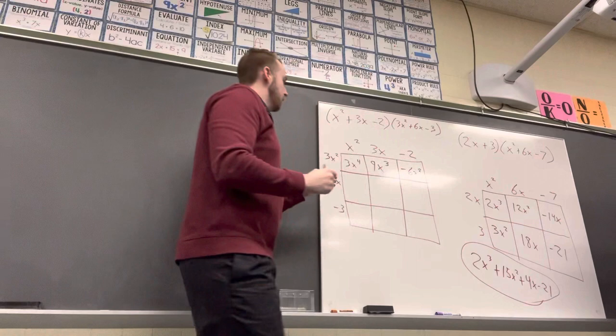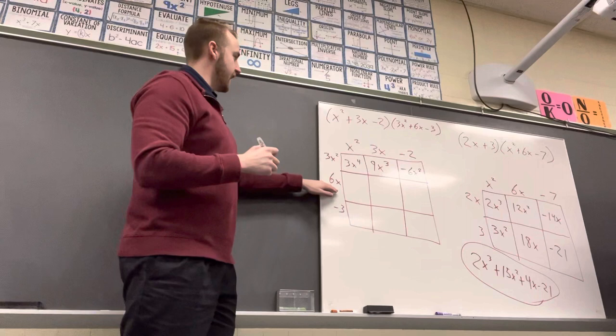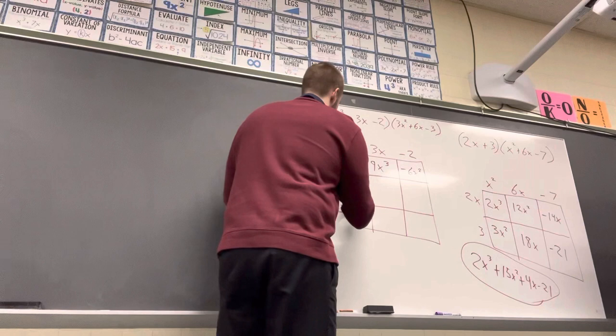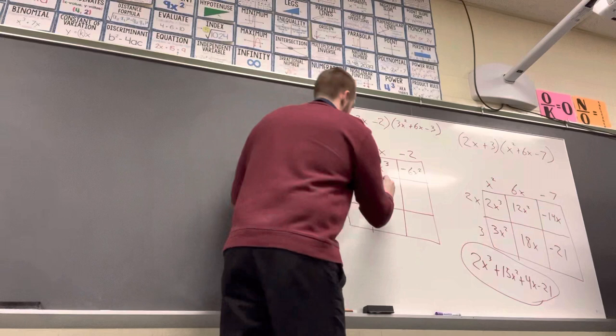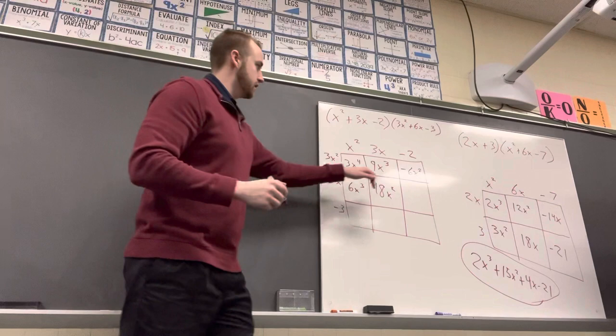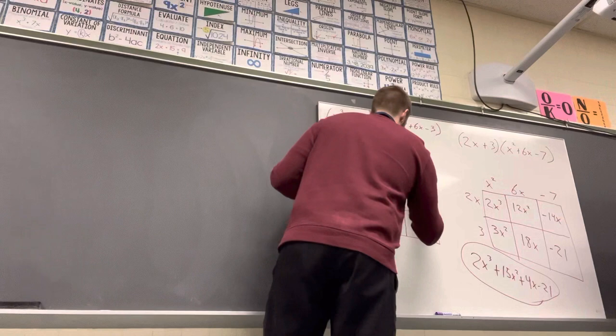All right, are we okay with the first box, the first row? Yeah. Now we'll go to the second. 6x times x squared gives us what? 6x to the third. Good. Right, 1 power, so 1 plus 2 is 3. 6x times 3x is what? 18x squared. Good, right? When you add 1 and 1, you get squared. And then 6x times negative 2? Negative 12x. Good.